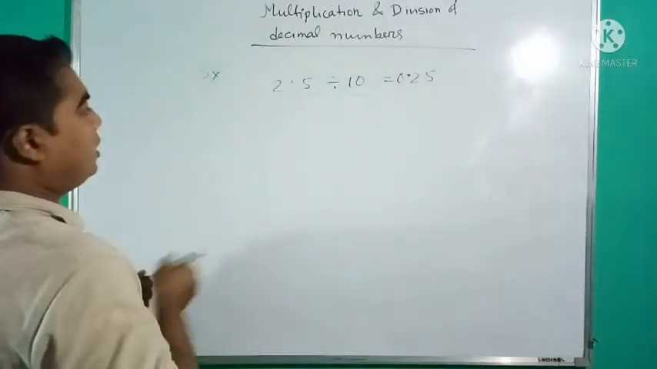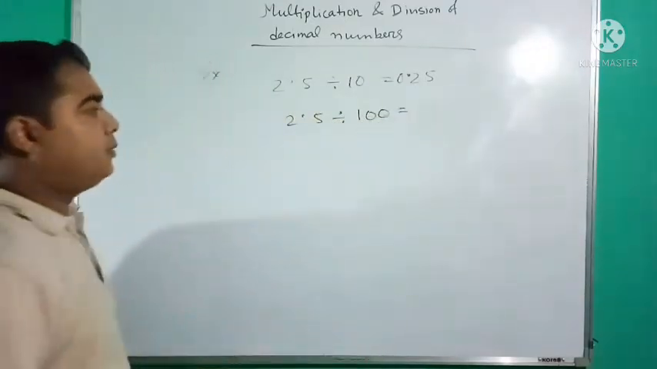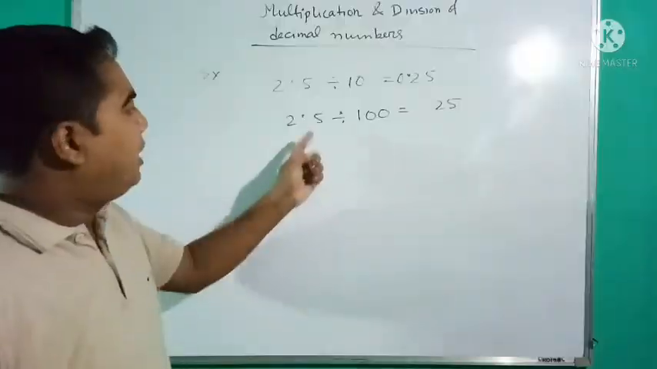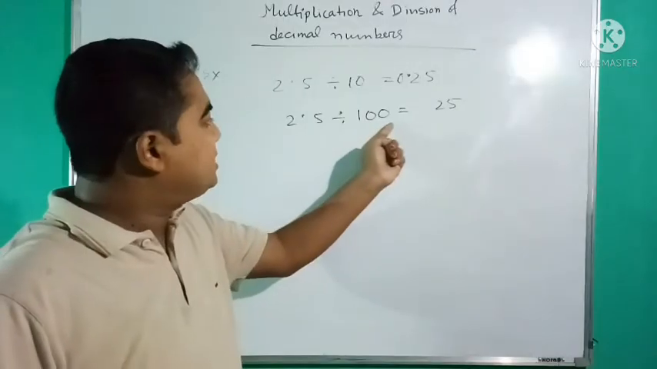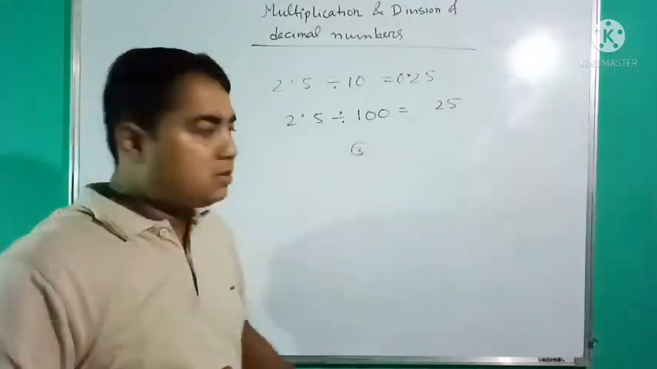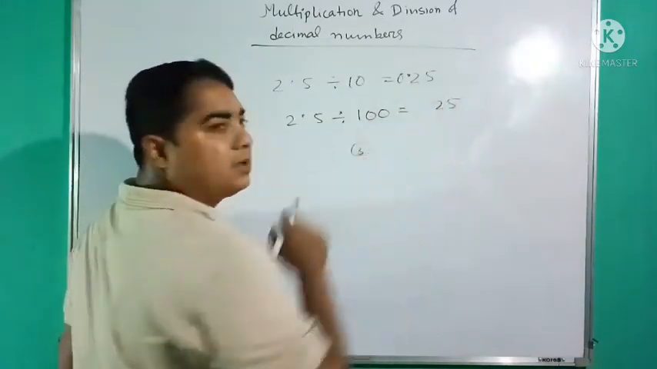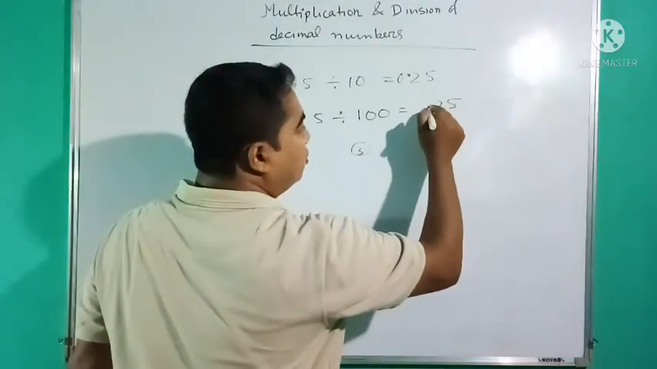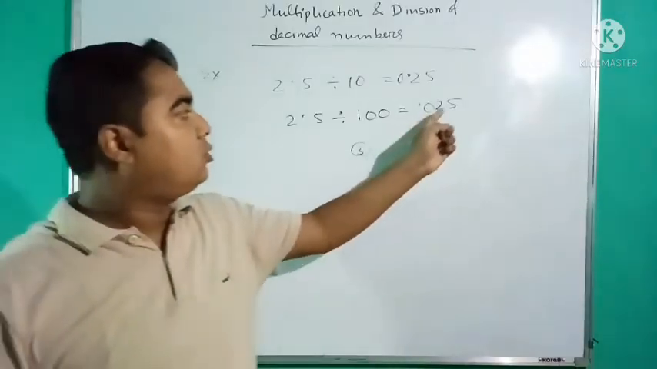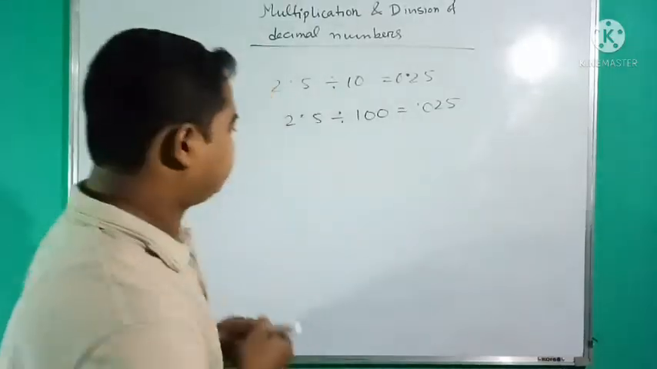Next, one more example. See, 2.5 divided by 100. Then at first write it as 25. Now here how many decimal places? 1. Here how many decimal places? 2. 1 plus 2, total 3 decimal places. So give the decimal place in front of 3 digits. Then see, 1, 2, no 3rd digit. So give 0 and write the decimal here. That means 0.025.